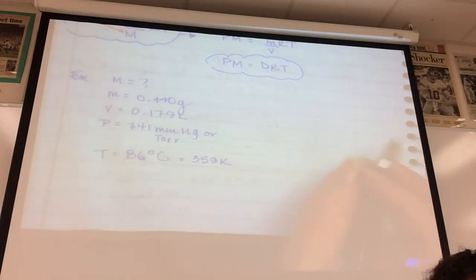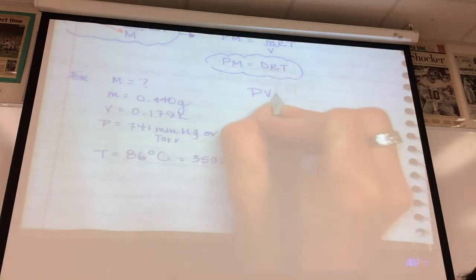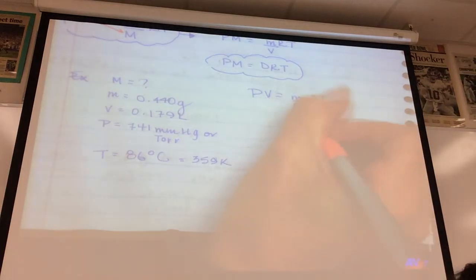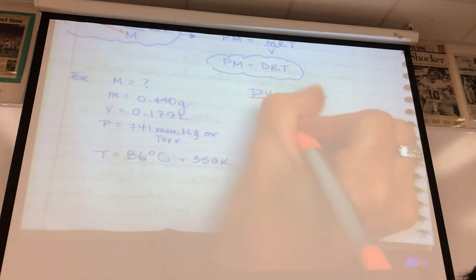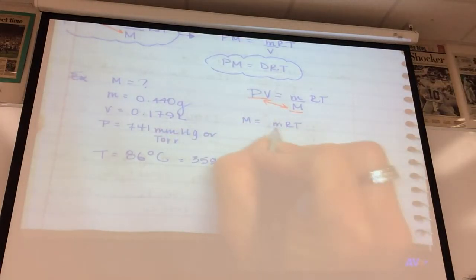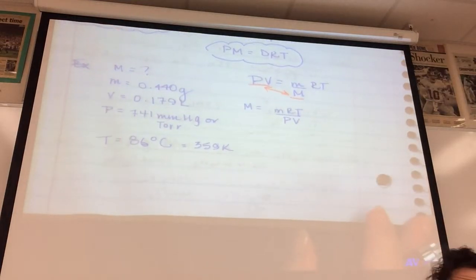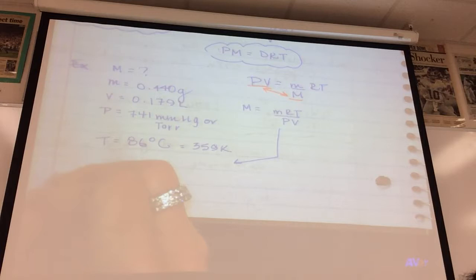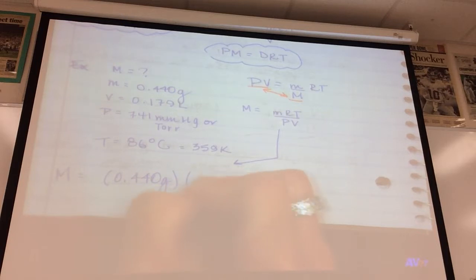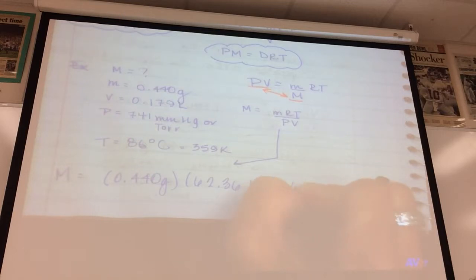Also watch your unit cancellation. It will really help. I'm going to use this formula here because I want to solve for molar mass. So I'm going to interchange these guys. And I'm going to get molar mass is equal to little mRT over PV. And it's going to be too squishy to put all there, so I'm going to do it over here. The mass is 0.440 grams. R is 62.36 liters torr over mole Kelvin. The temperature is 359 Kelvin.